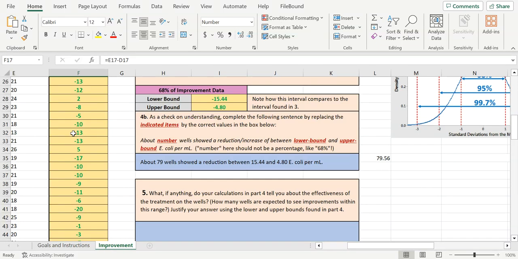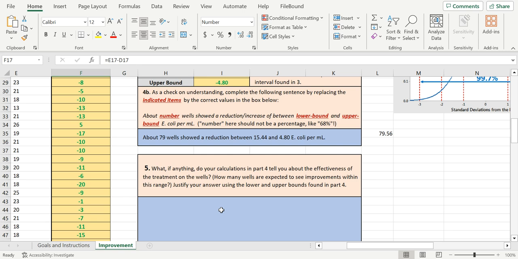And I can confidently say that in 68% of my wells, in those 79 wells, you expect to see a reduction of 15.44 to 4.8 E. coli per milliliter. So that's what you want to talk about in part 5. Is it working? Are you actually seeing a reduction in the E. coli, or are your numbers increasing? If your numbers are increasing, it's not working. The treatment's not working on the wells. And then talk about what you see, and then talk about what you could expect if this treatment were to get projected to a larger set of wells.